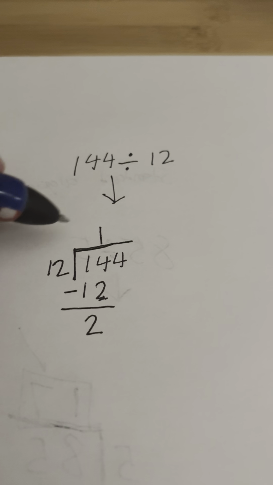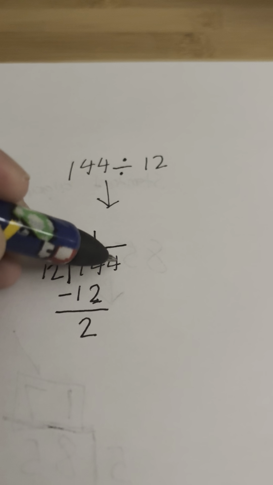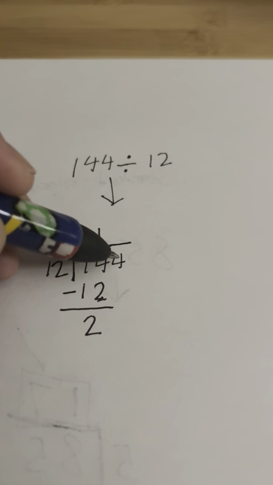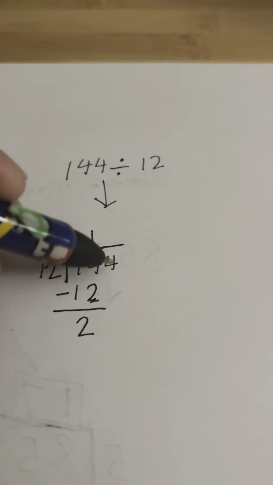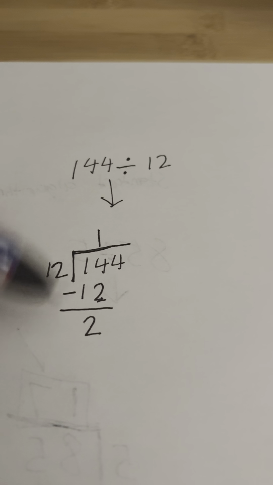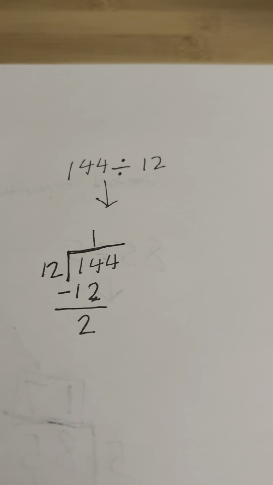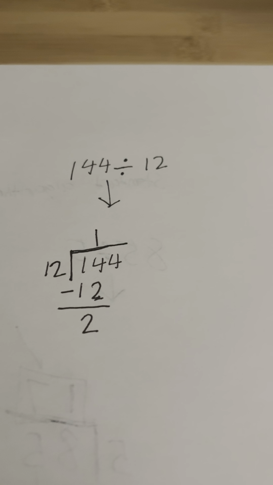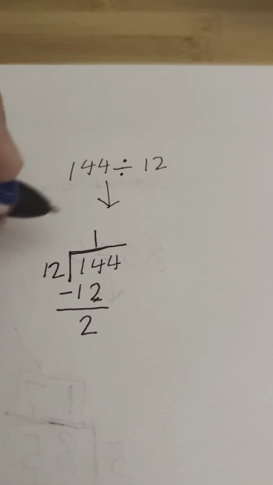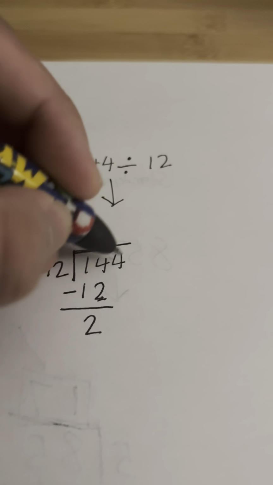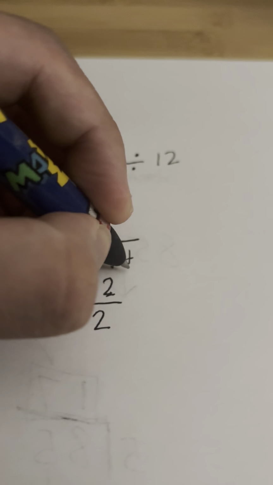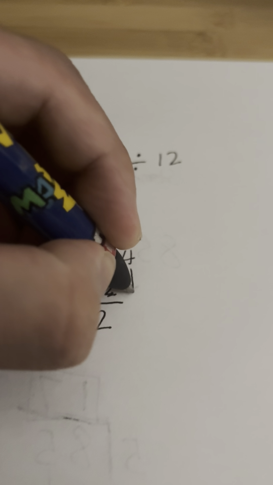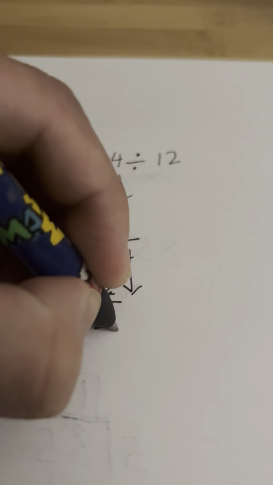We are not done yet because we have this lonely 4 right here that's hanging out by itself. Now, what are we going to do with this 4? Feel free to pause the video and take a few seconds to try and remember. But if you already figured it out, we're going to bring it down and put it right next to the 2. So now we have the number 24.